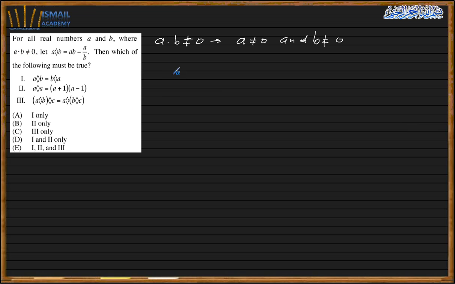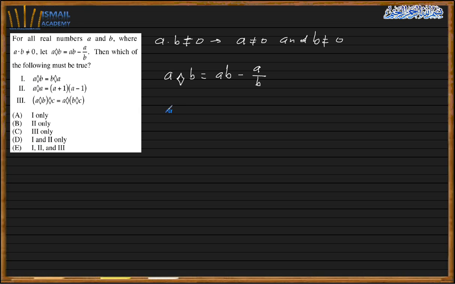So here what do we have? A diamond B is the first diamond the second, which is the first times the second minus the first over the second. I hope it's clear. So here they give me choices and they say, which one is true? Which one of those five choices?